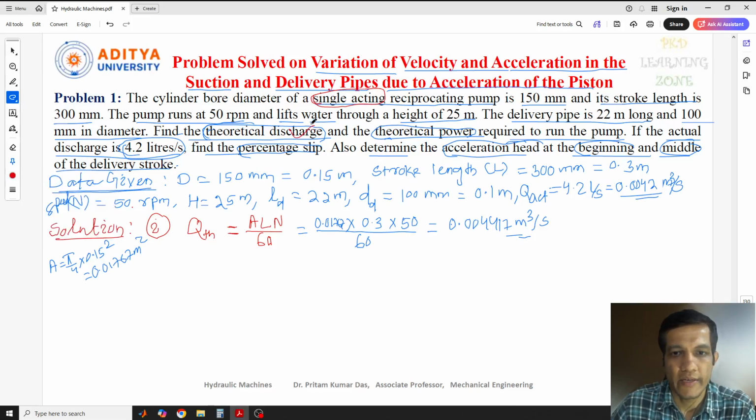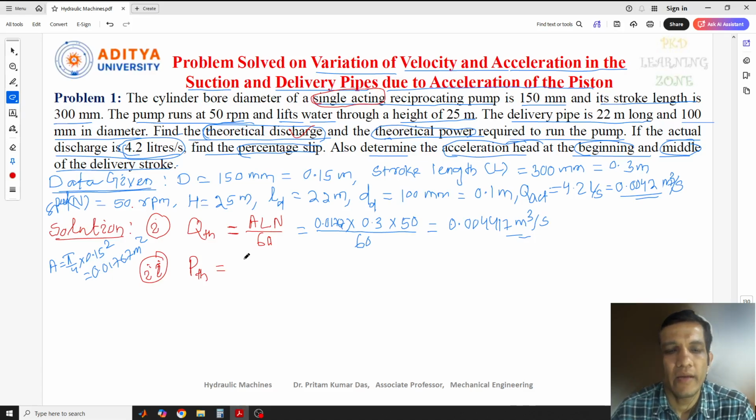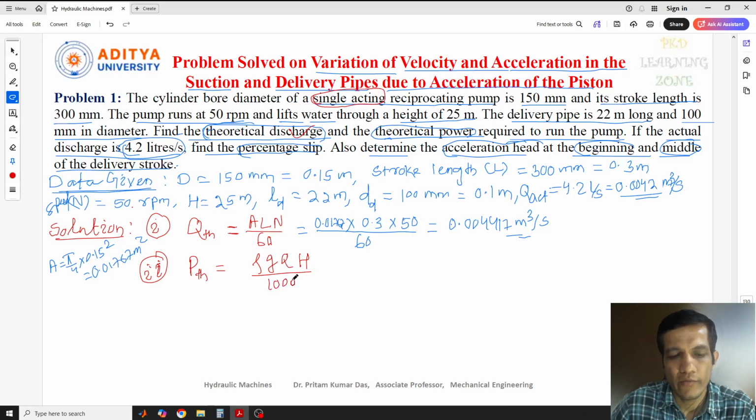The first thing is completed. The second thing is theoretical power. I'll write P TH, theoretical power. Theoretical power will be calculated the same way: the weight of water to be lifted, and the total height it needs to be lifted, divided by 1000. The 1000 is used for kilowatts. So the formula is rho g Q H divided by 1000. This is the formula for the power.